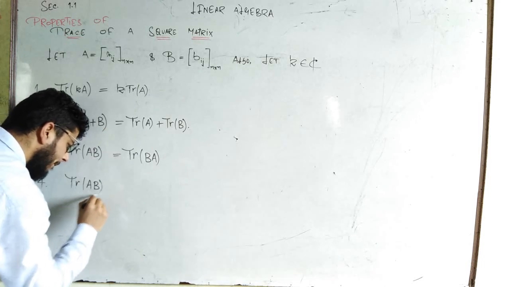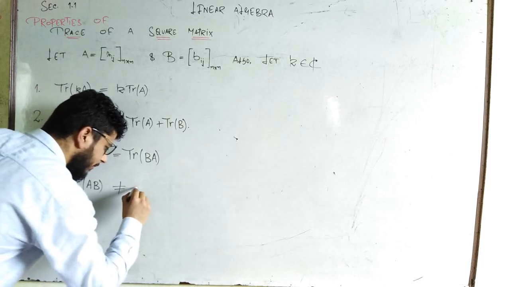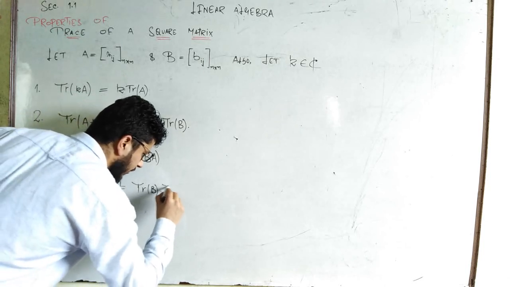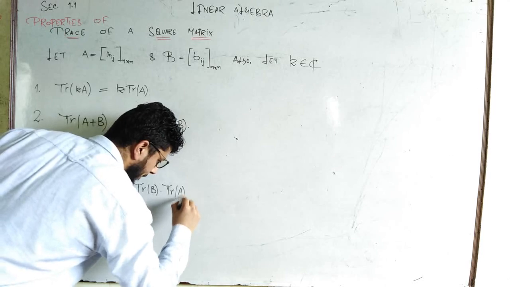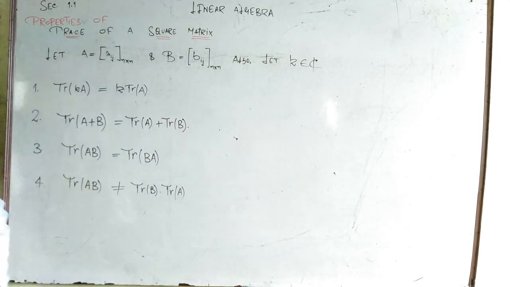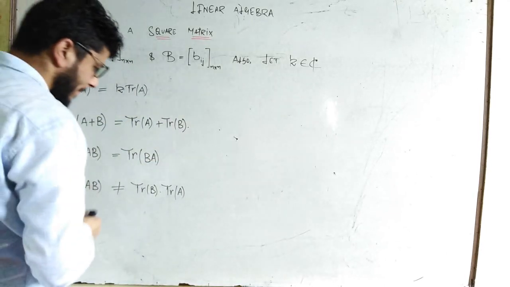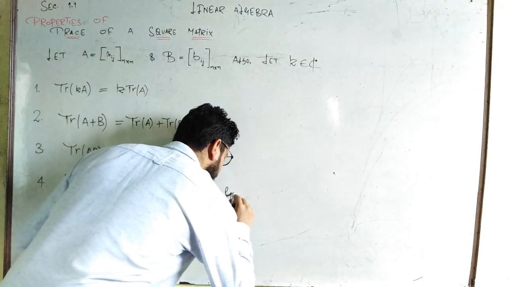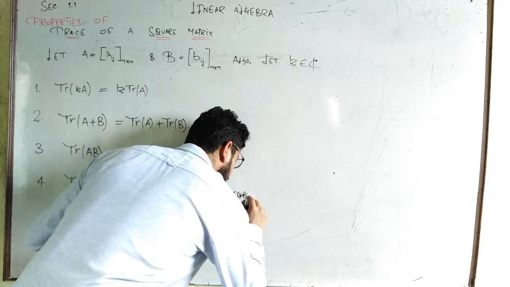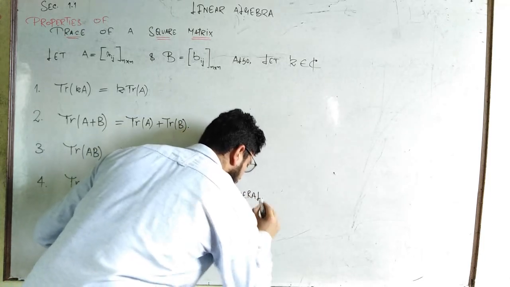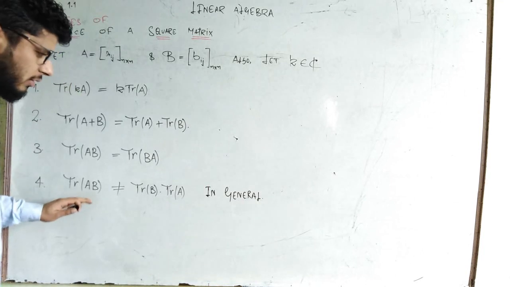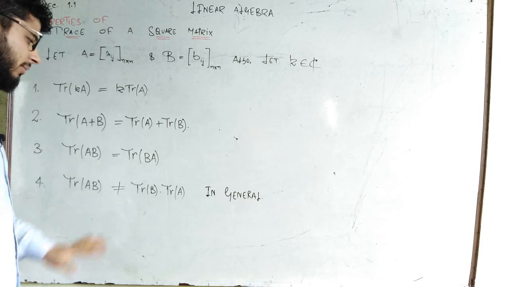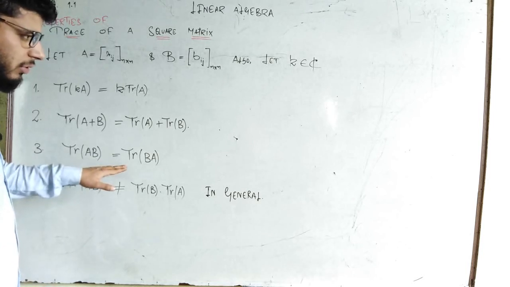Now the fourth one is trace of AB is not equal to trace of A into trace of B in general, right? In general, this will not hold. There are examples where this will hold, but in general it will not hold. You cannot say that trace of AB is trace of A and trace of B. This one is true, right?